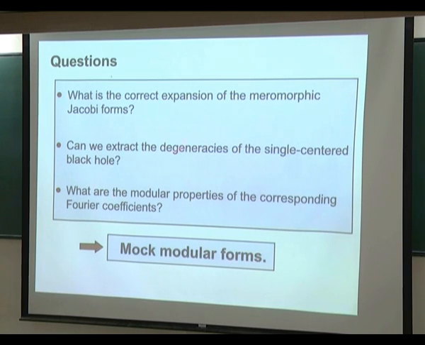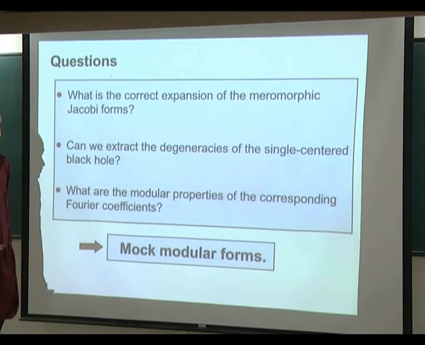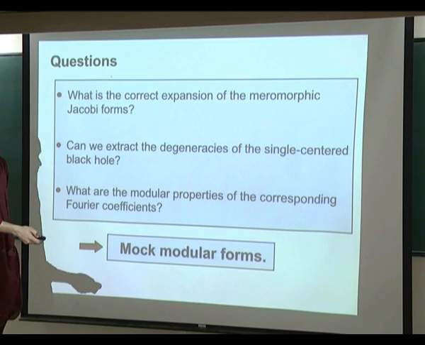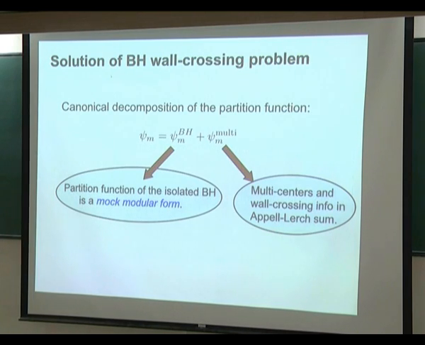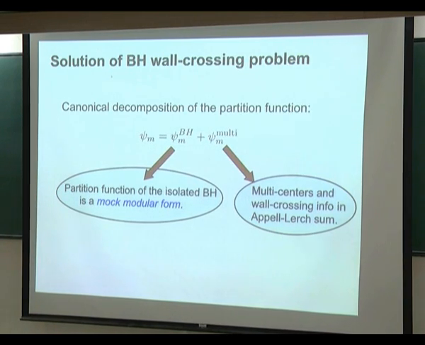And thirdly, suppose you can do that. So you have some microscopic formula, and out of that I want to extract only part of it and say this belongs to the single-centered black hole. The question is what are the modular properties? And the answer has to do with mock modular forms. That's how mock modular forms appear in this context. So I'm going to now switch to the blackboard, but let me just flash the answer in case you want to sleep or leave or something.